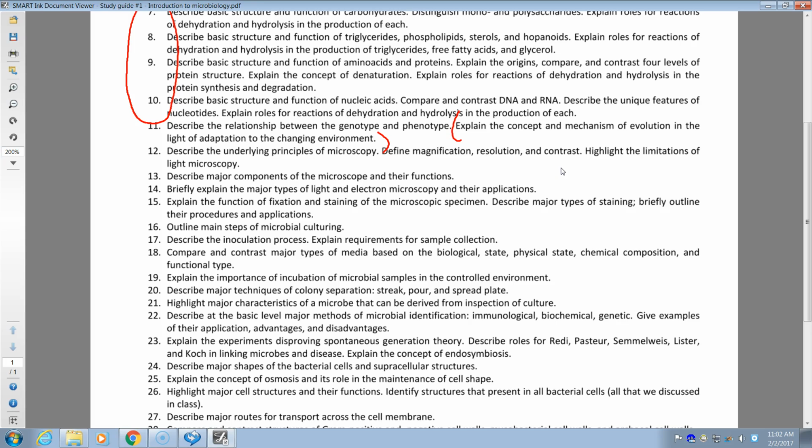Inspection. What can we see from inspection of the culture? Color. Size of the colony. Shape, appearance, how many, number, okay? For identification, it says describe at the basic level. What I mean by basic level, you don't have to give an extended explanation of how we do Western blot, but you have to be able to recognize that the method that identifies a specific protein in a mixture of other proteins using antibodies to that protein is Western blot.